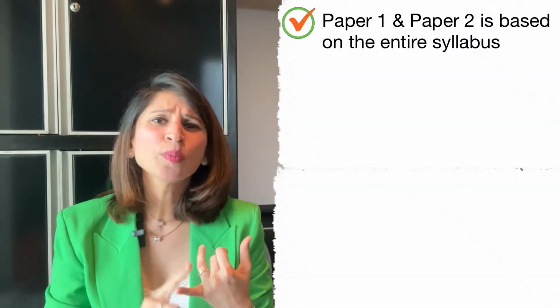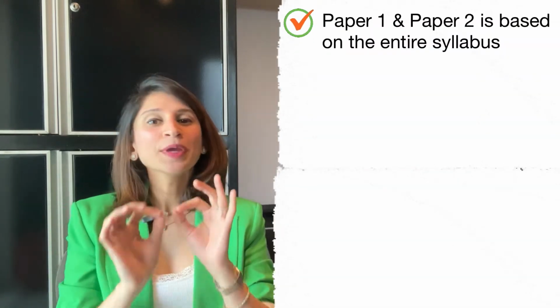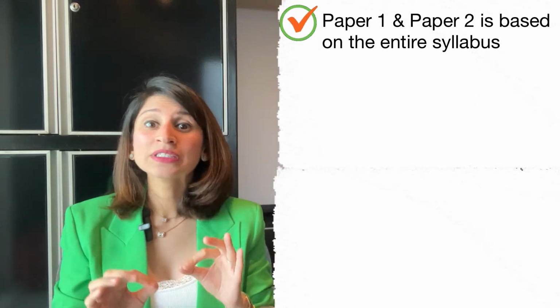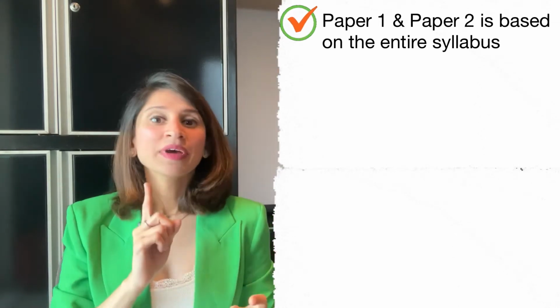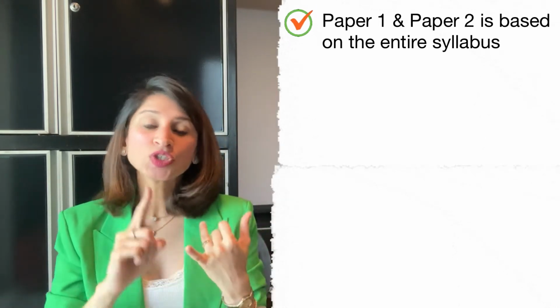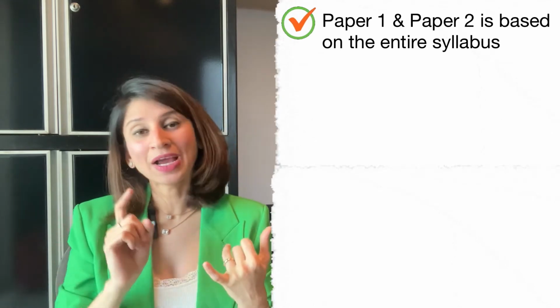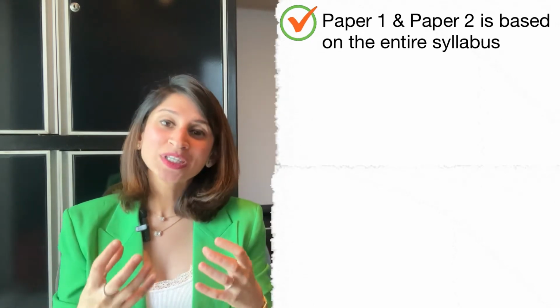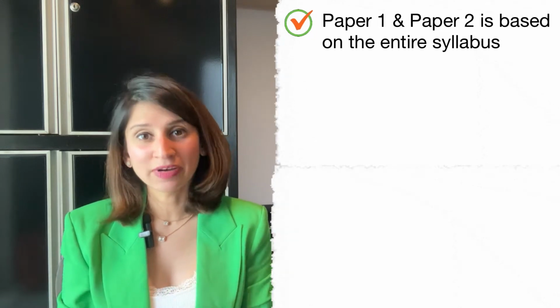So let's get started. First, the new scope isn't really new. Both paper 1 and paper 2 can now be based on the entire syllabus, whereas in the past, paper 1 was limited to only microeconomics and macroeconomics, while paper 2 was limited to international economics and development.